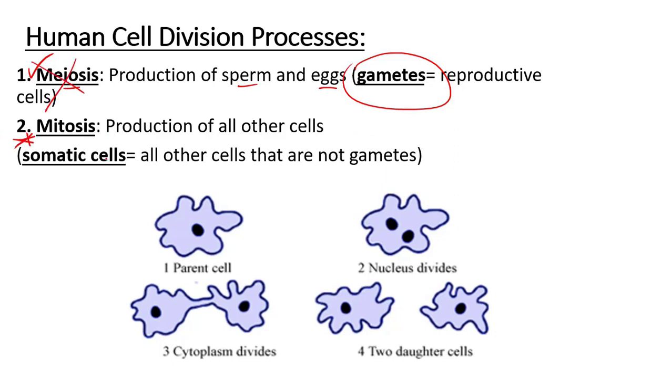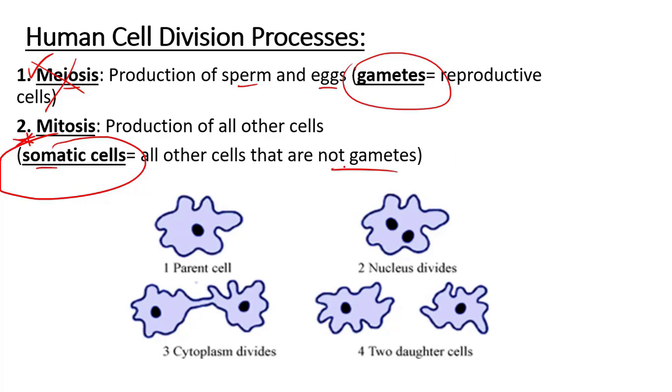So mitosis is production or replication of all somatic cells. So somatic cells are all the cells in your body that are not the gametes. So anything that's not a sperm or an egg. This includes skin cells, red blood cells, white blood cells, bone cells, all right, everything else.